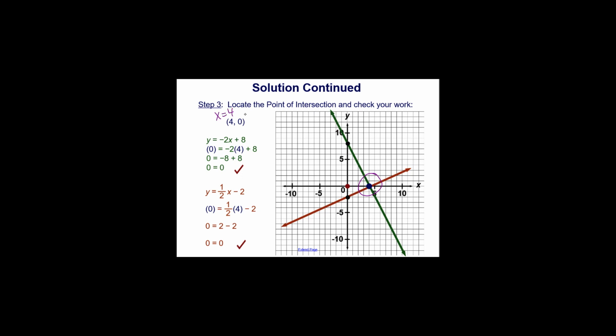If we substitute in x equals 4 and y equals 0 into our two equations, and again, look how I'm not using the original equations when I check my work. I'm checking those slope-intercept form equations. I do get true statements, and I can see that that is my solution.